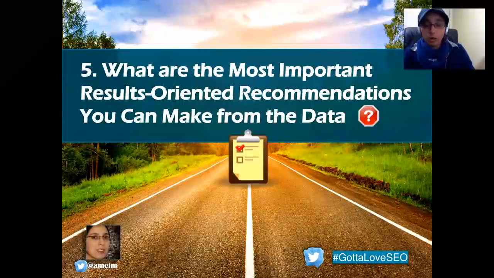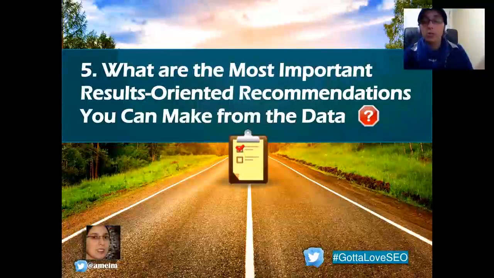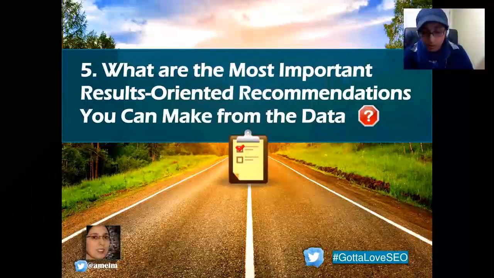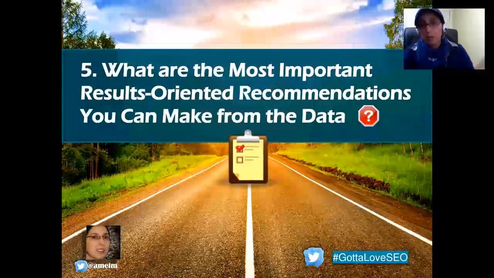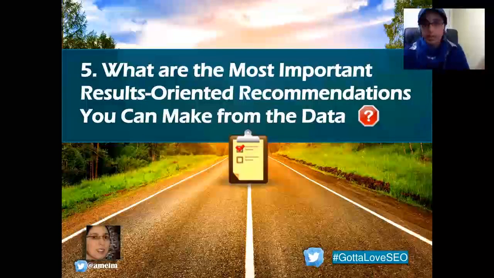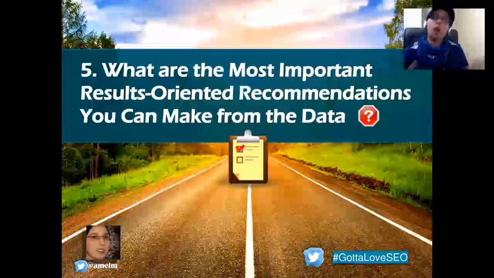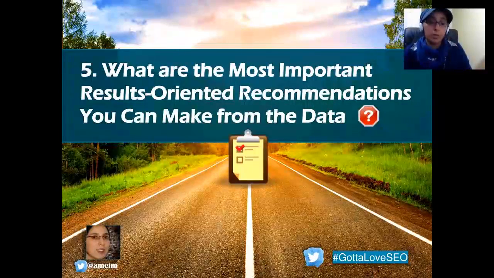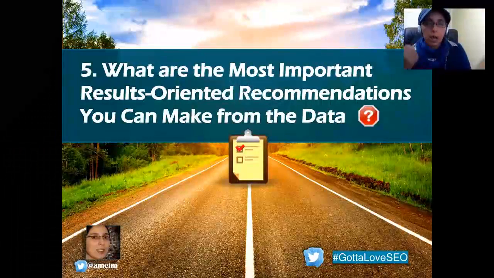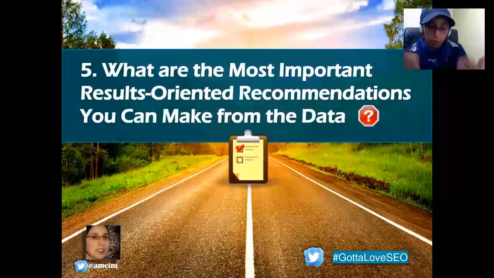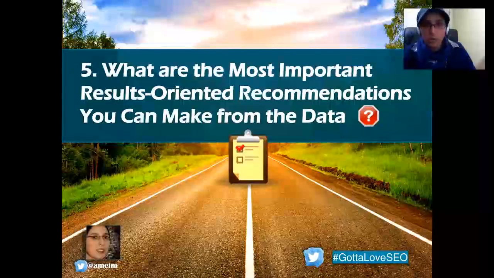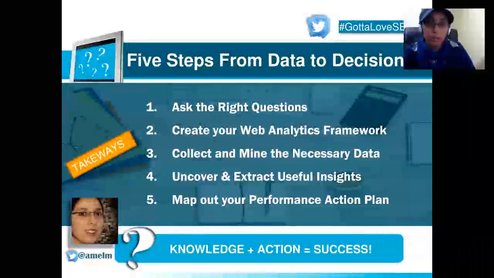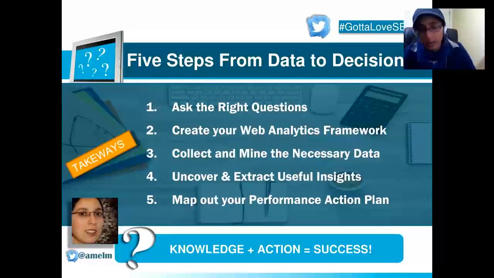So the fifth step in our approach is really: what are the most important result-oriented recommendations you can make from the data? So we gathered all the data, we looked at it. Now what do we do next? We need to learn how to extract recommendations from our data, and that's the fun part, because by extracting recommendations and insights, we are able to build really high-performing campaigns, or improve the ones we already have, because now we know what's happening, we know what works, we know what doesn't work, and we can improve our current campaign, or create a new, really well-performing campaign.